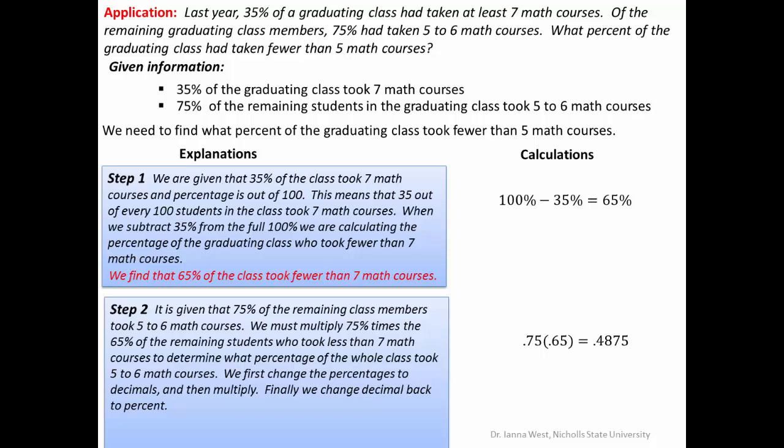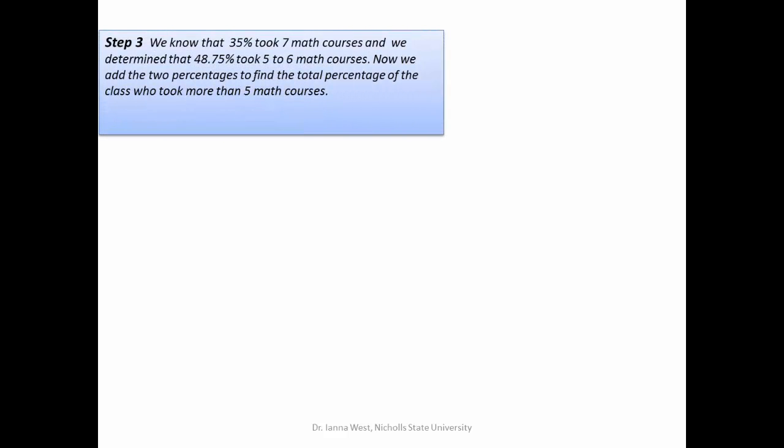This gives us 0.4875. Moving the decimal point 2 places to the right gives us 48.75%. This means that 48.75% of the whole graduating class took 5 to 6 math courses. Step 3. We know that 35% took 7 math courses, and we determined that 48.75% took 5 to 6 math courses.